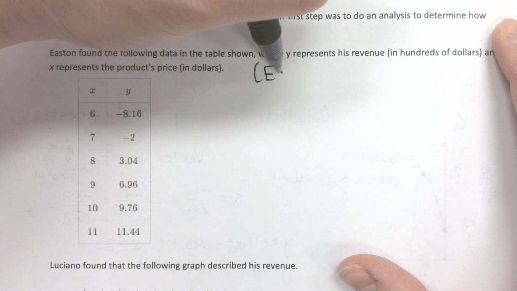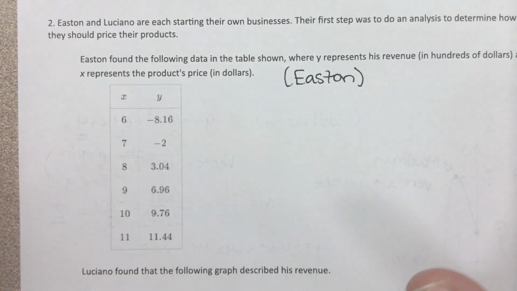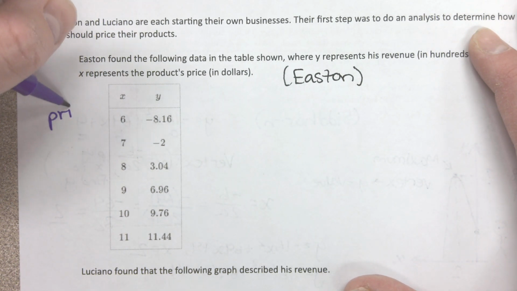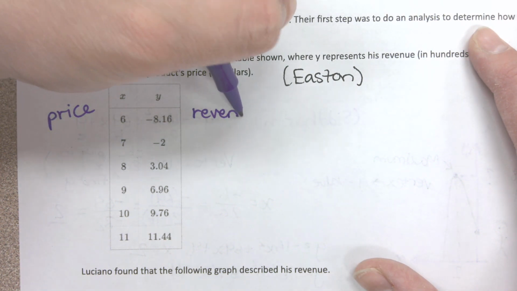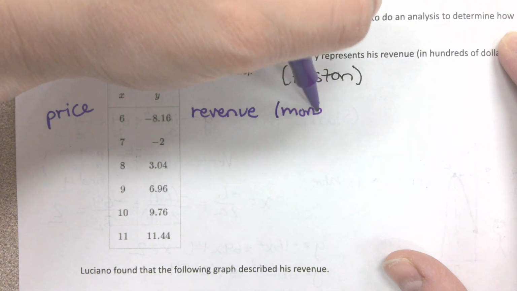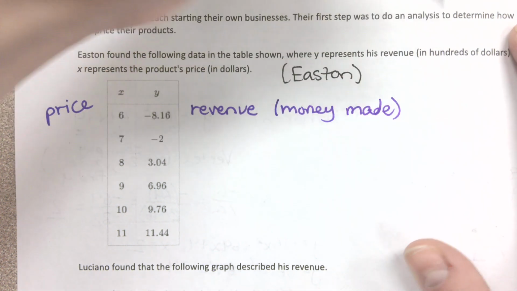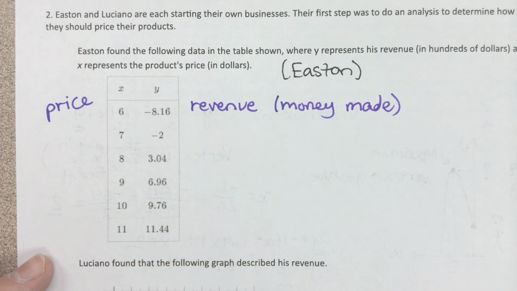So this representation belongs to Easton. In this table, the X represents price, and the Y represents revenue. You'll learn more about this in econ, but revenue, to put it just very simply, is just how much money you made. We'll come back to that when we know what we're looking for.